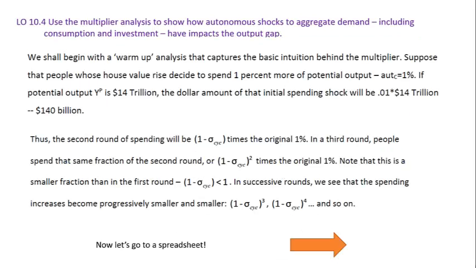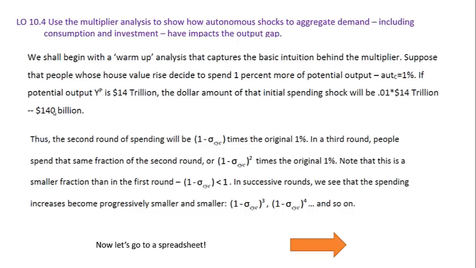So we're going to start with a warm-up analysis, one that captures the basic intuition behind the multiplier. Let's suppose that people decide to spend more because their house value has risen. We're going to think of this as an autonomous shock to spending, delta C equals 1% of potential output. So if potential output is 14 trillion, the dollar amount of that initial spending shock will be 0.01 times 14 trillion, or $140 billion. Now, we're going to be thinking of rounds of spending.